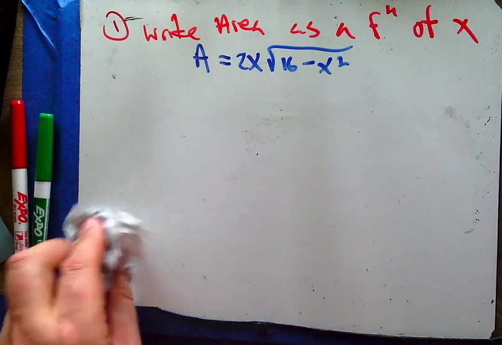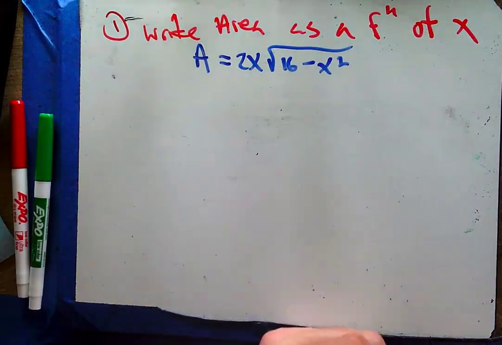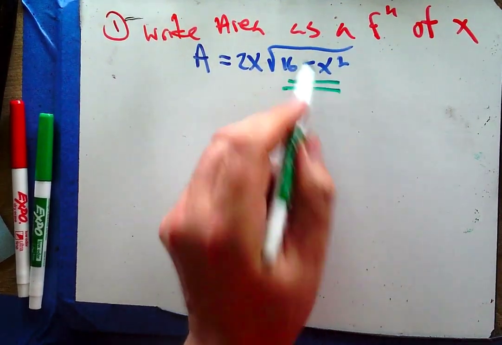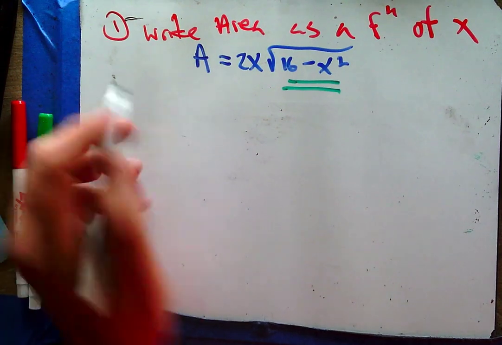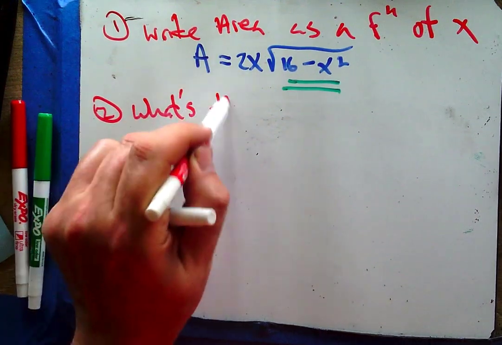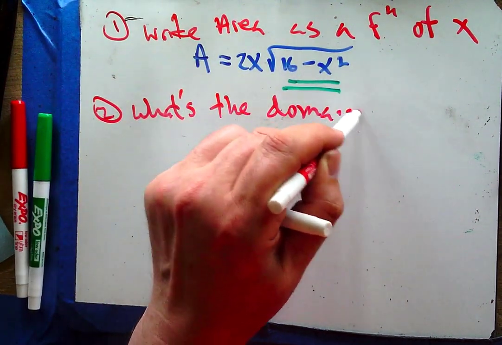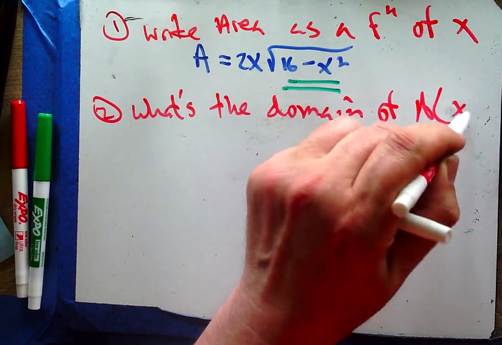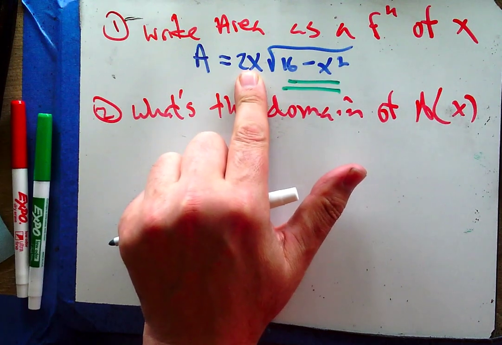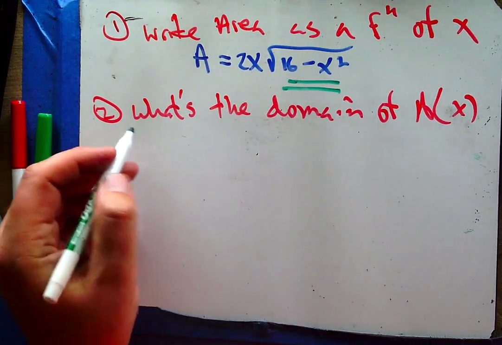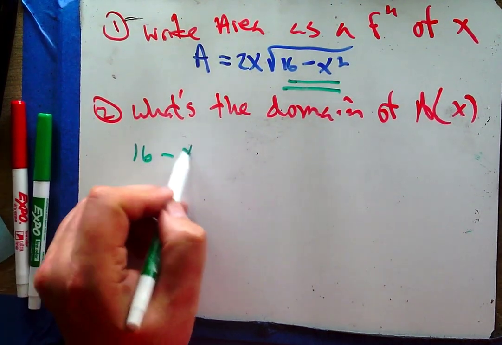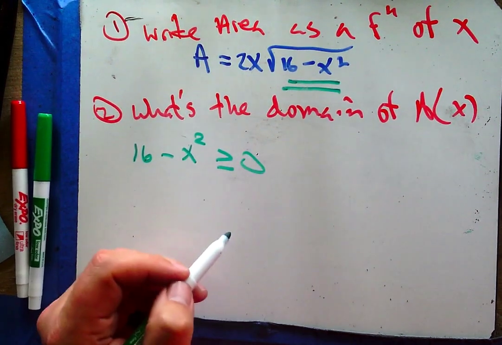For example, is there a domain restriction on this problem? Well, I think there is, because I have a square root here. So let's ask the second question. What's the domain of A of x? Now I know I can plug any number I want into this linear thing. It's this square root that I'm concerned about. And what did we say about domain for square roots? We set the stuff under the radical, the radicand, greater than or equal to 0.